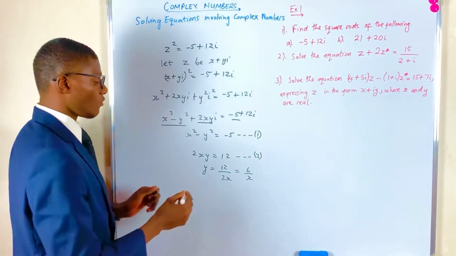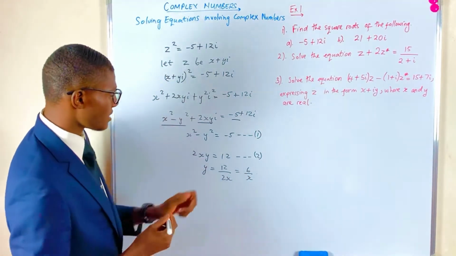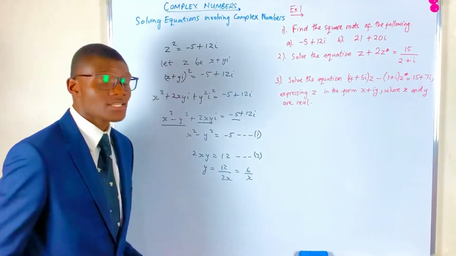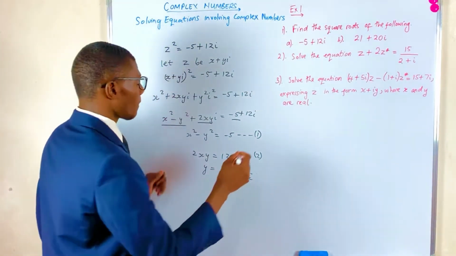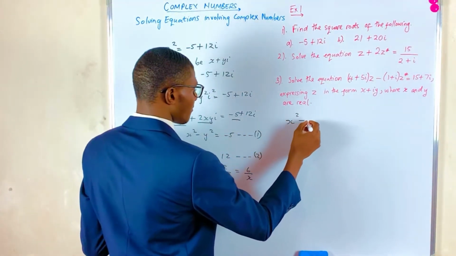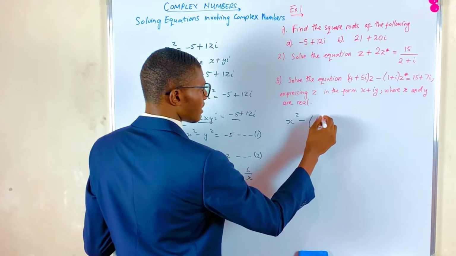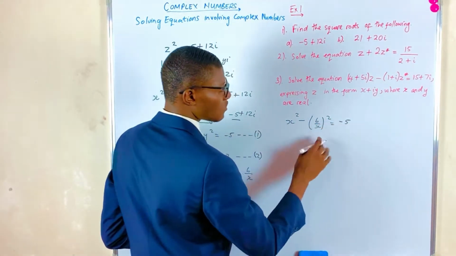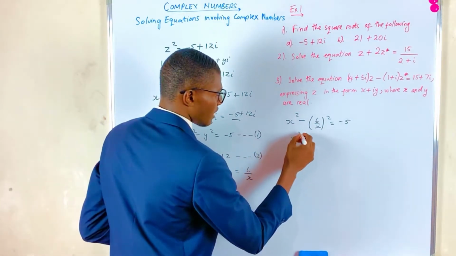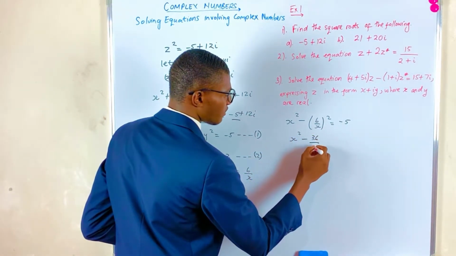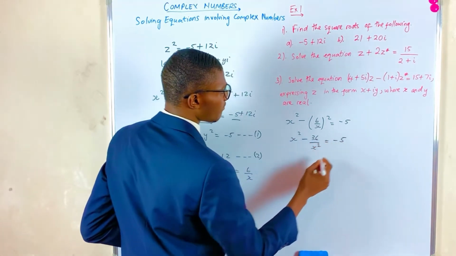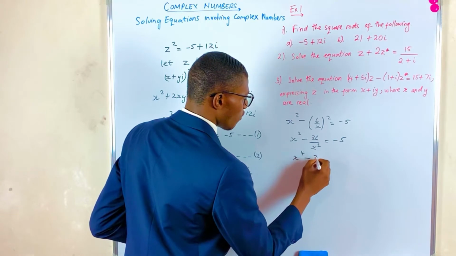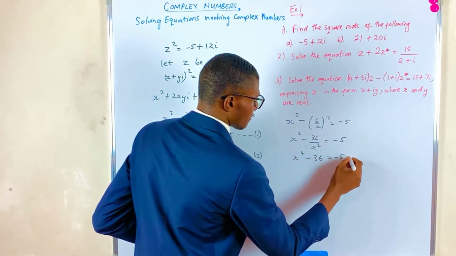So we now have y is equal to 6x. Sorry, it's 6 over x, not 6x. So in place of y we put 6 over x. So we're saying x squared minus (6 over x) squared should give us minus 5. Right? So we're now solving for x. Then you've got x squared minus 36 over x squared is equal to minus 5. And then multiplying both sides by x squared, x to the power 4 minus 36 is equal to minus 5x squared.